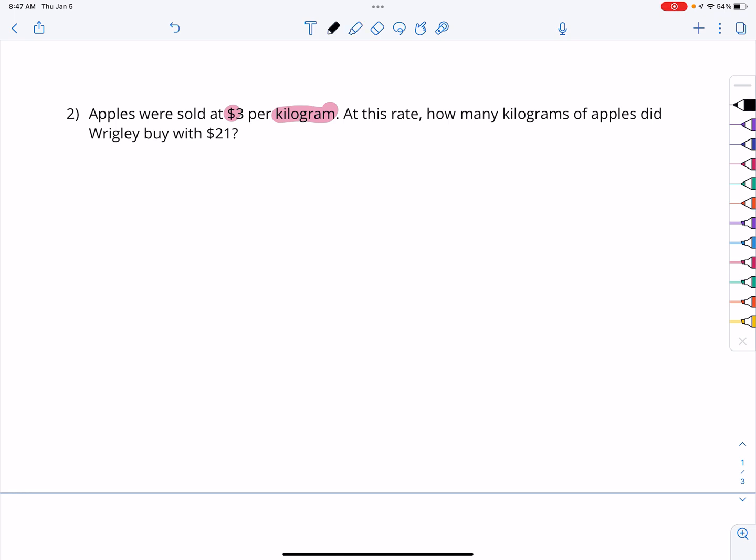What is Wrigley doing at the store? Ridiculous dog.